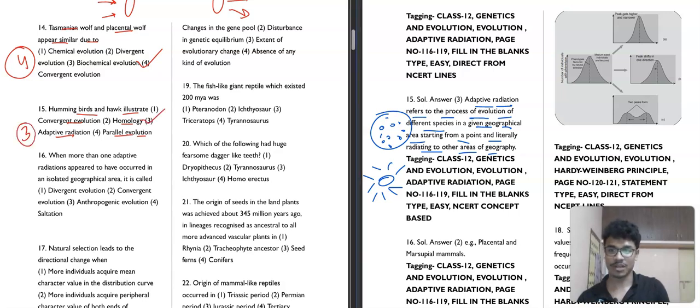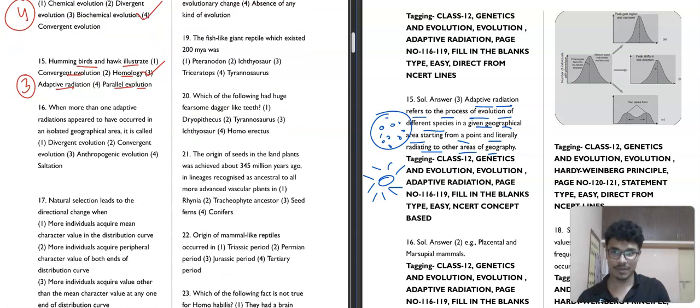The adaptive radiation concept is there, but this example is not given in NCERT. So, you may be confused. If you attempt this question and you know this, then it is very good. If you don't know, then it is also fine, no problem about that. Then, when more than one adaptive radiation appears to have occurred in an isolated geographical area, what do we call this?